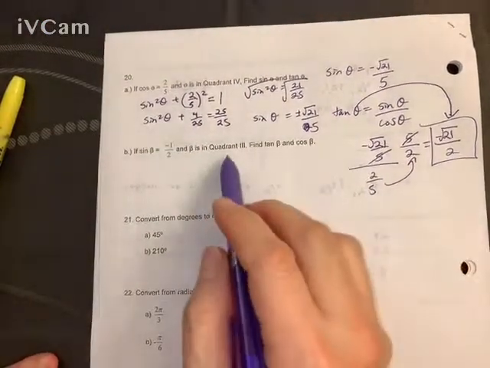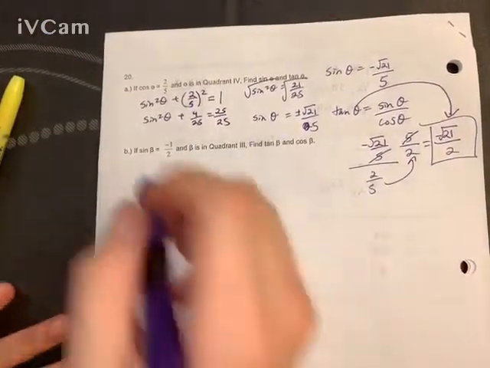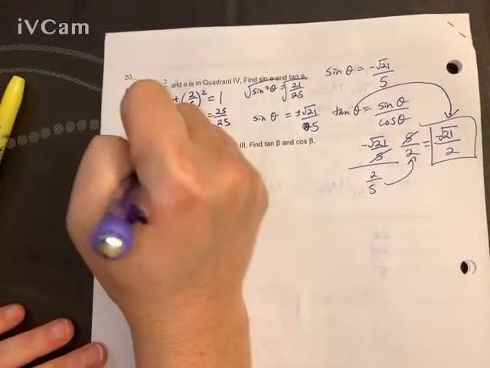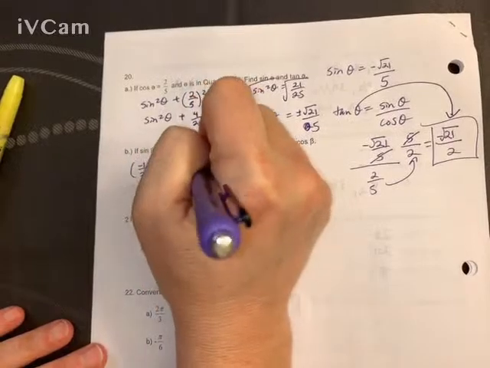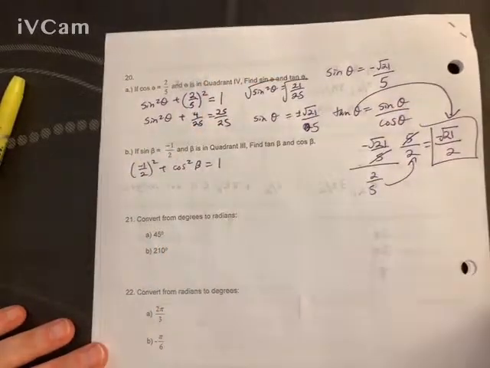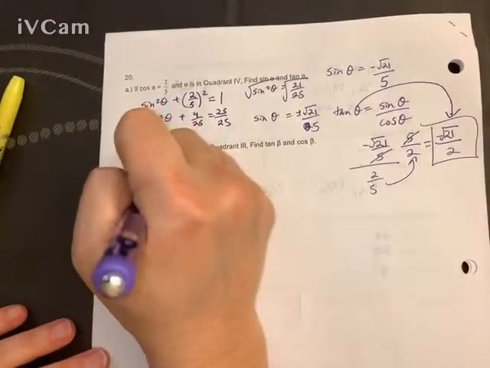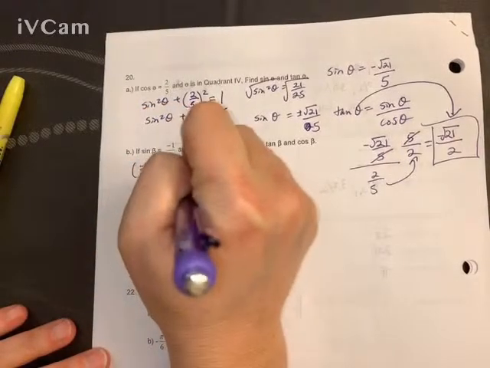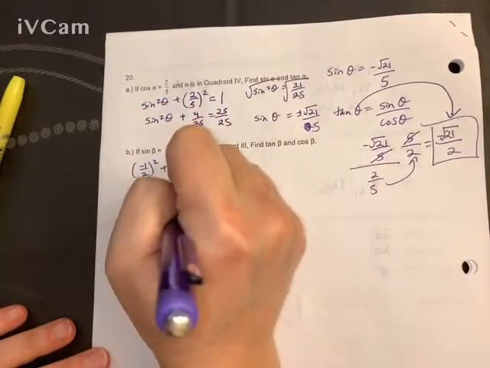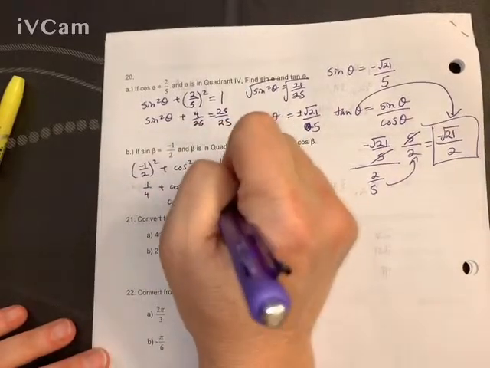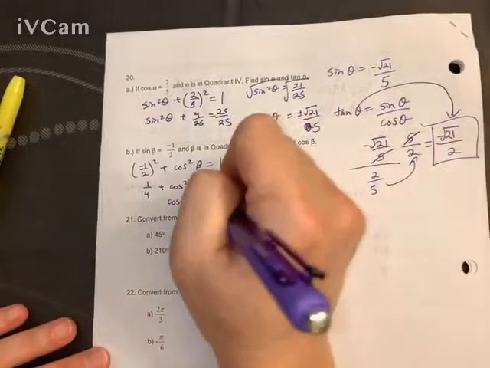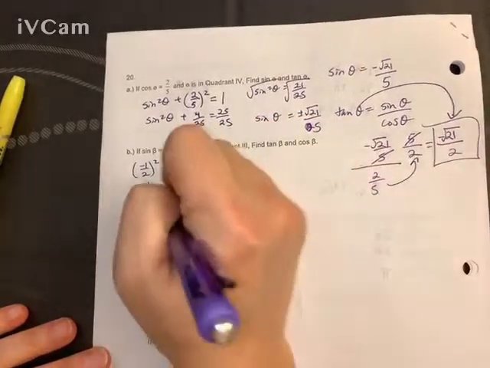All right. Similar problem, but now I'm in quadrant 3 and I'm given sine. So I'm going to say negative 1/2 squared plus cosine squared equals 1. So I've got 1/4 plus cosine squared equals 1. Cosine squared equals, if I subtract, make that 4/4, that becomes 3/4.